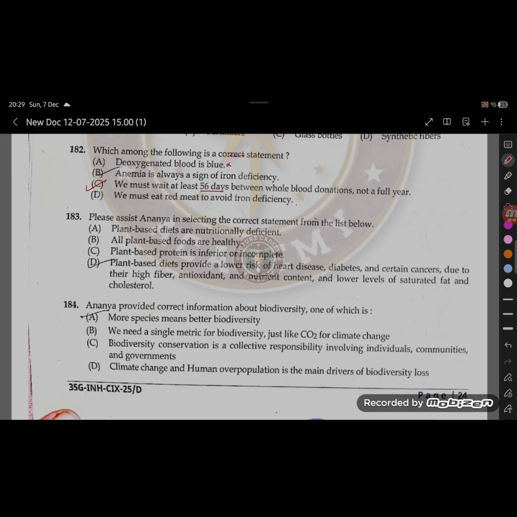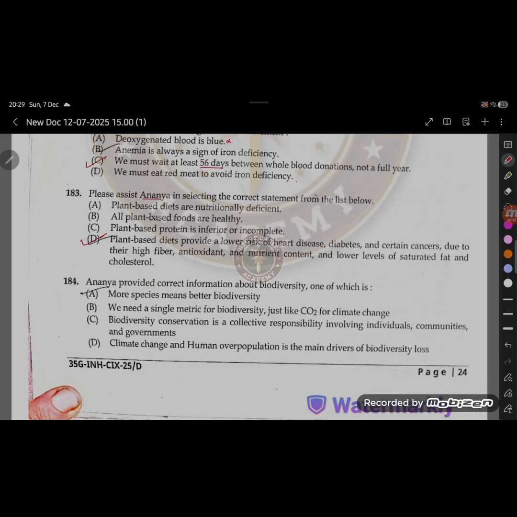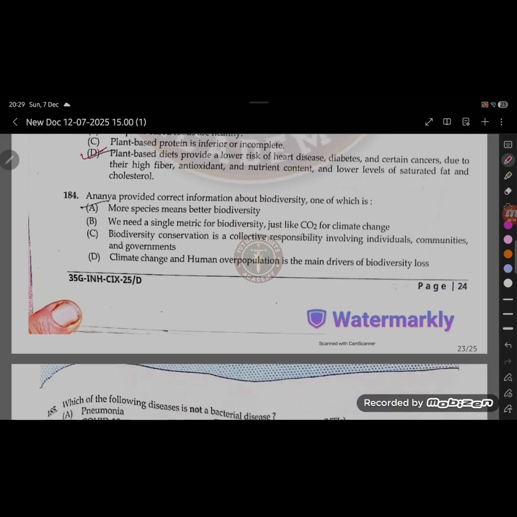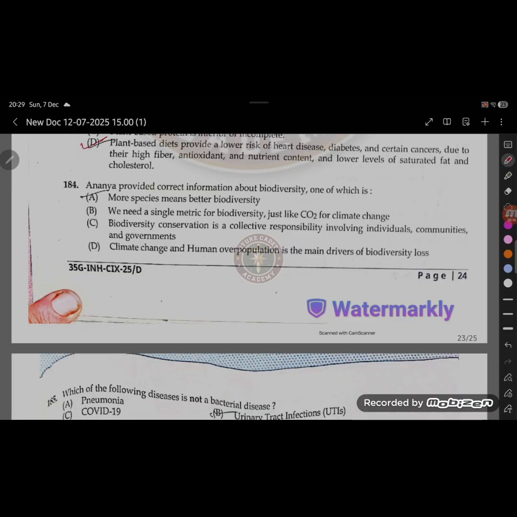Now 183 is to help Ananya, and this is the correct answer. Plant diet has all these benefits. For 184, Ananya gives correct information. So yes, it is a collective responsibility involving communities, and climate change and humans are the main drivers of biodiversity loss. Okay, so you need to identify the correct one.